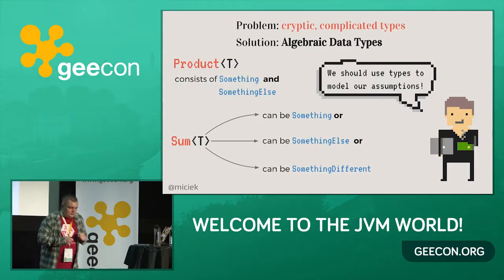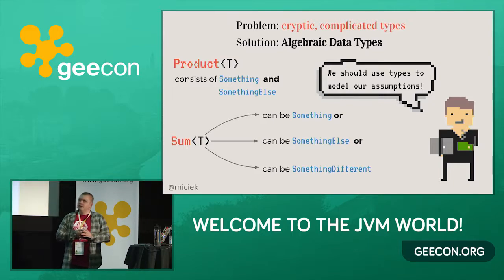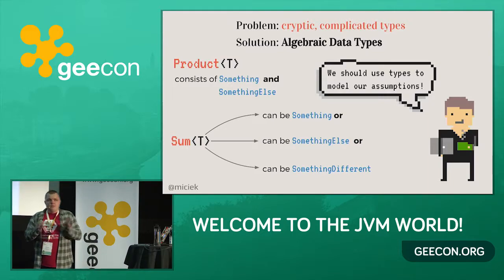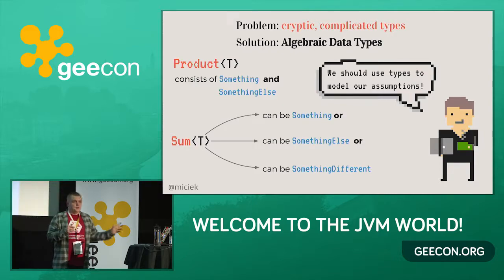So that's where algebraic data types, ADTs, come into play. Algebraic data types help us model the more complex reality. Those are very plain types that can be either product or sum types. Product types are just like classes. Whenever you have a class with 3 fields, string, int, and boolean, you have a product type of string, int, and boolean.